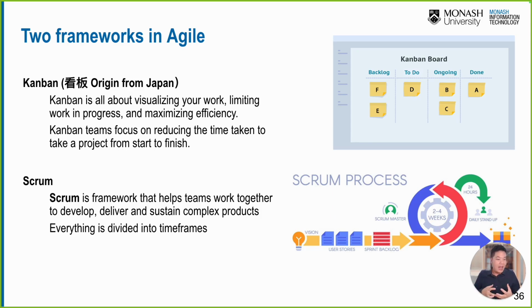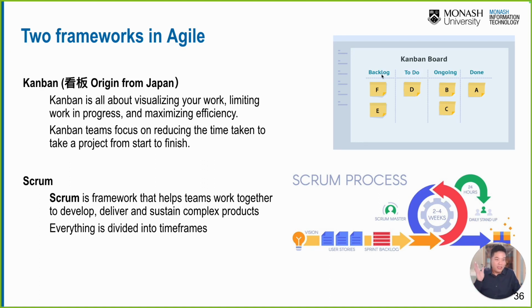So Kanban is originally from Japan, and that's where the term Kanban comes from, and it is about visualizing your work on a Kanban board like this. They really focus on the flow of the task rather than what is going to be the deliverables over the sprint. Kanban doesn't have any sprint. They focus on the flow of the task only. They try to reduce the time taken to take a project from start to finish. What I mean is that these are the backlog.